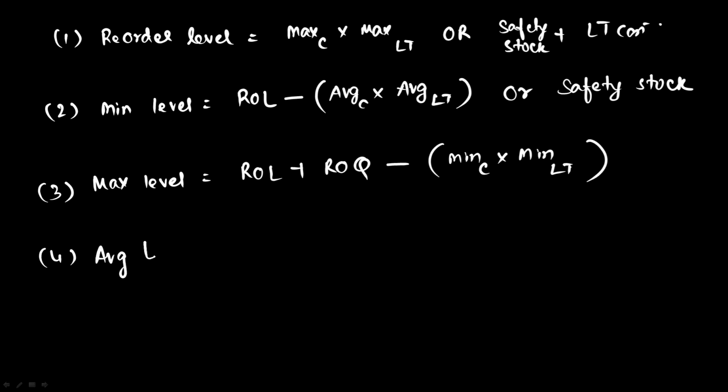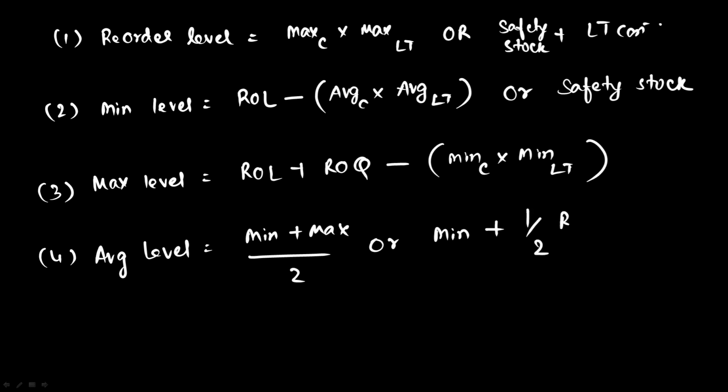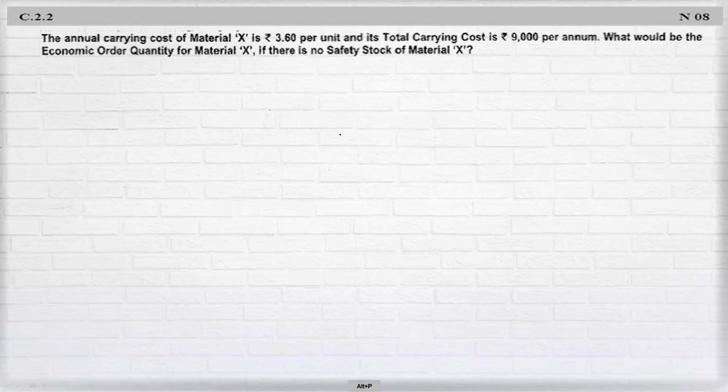Average level, minimum plus maximum divided by 2, or minimum plus half into ROQ. This will be all with all the levels. Let us start with some of the questions of EOQ as well as all the levels. There are combined sums of EOQ as well as maximum minimum reordering level. We are solving all of them given in this particular book.